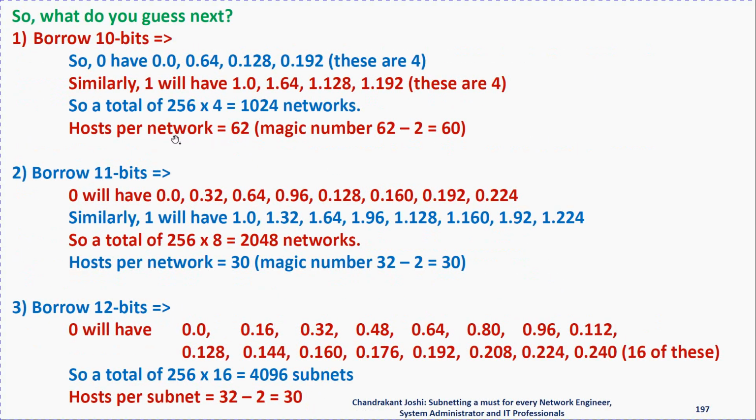and then the hosts per network would be, what is the total number of host bits? So 32 minus 26, so that will be 6. 2 power 6 is 64. 64 minus 2 is 62.